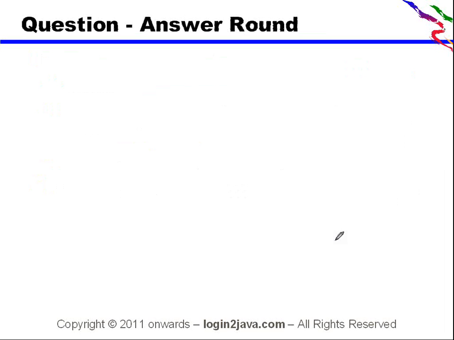Now let's have a question answer round. Questions are already shared with you. Okay, let me see. What are the possible design problems? If we talk about the singleton pattern, I think we have discussed most of the possible design problems for the singleton, and we have seen around 5 variations of the singleton pattern.